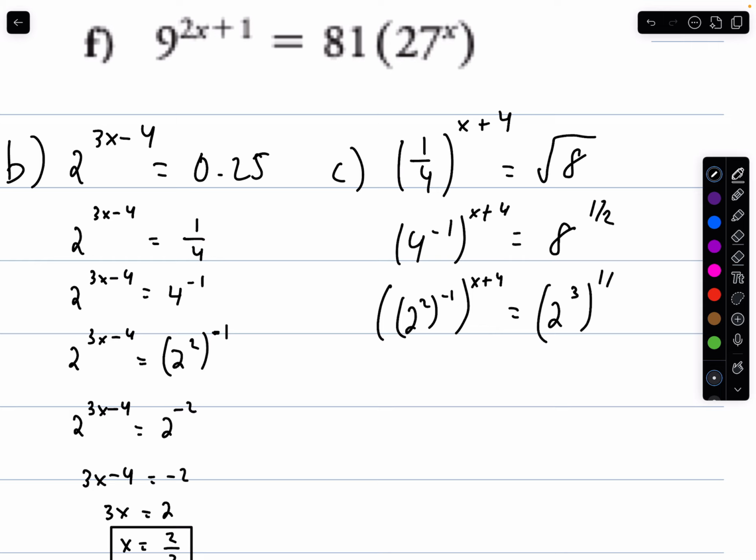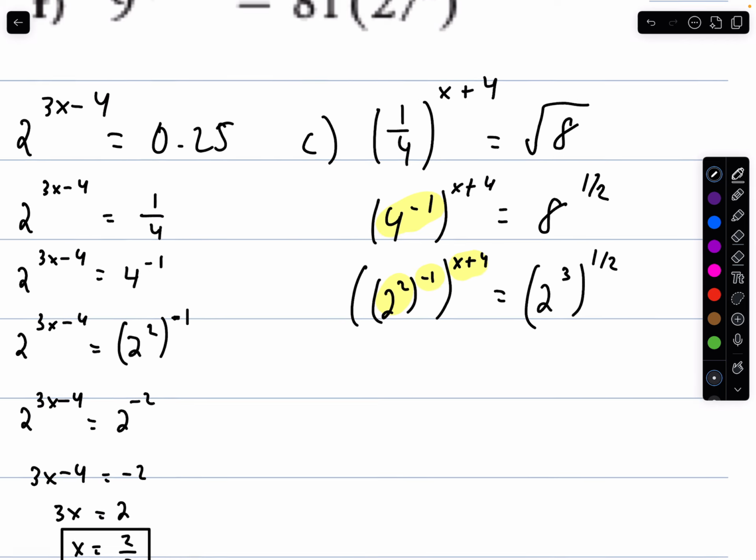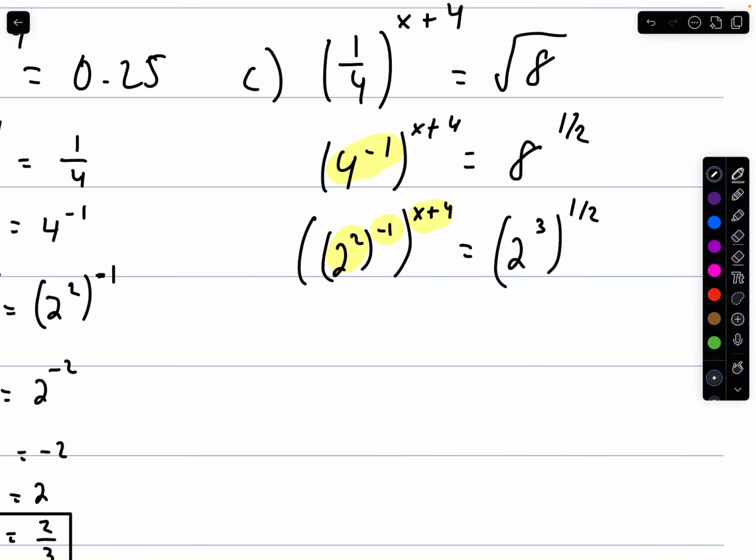So notice here, right, this is a little tricky. The 4 to the negative 1, I didn't just put it as 2 to the negative 2 right away. I made sure I put in a bracket to isolate this. And then we're going to have to do a little expansion of the exponents. So here, I can say this is 2 to the negative 2 to the x plus 4, and this is 2 to the 3 over 2.